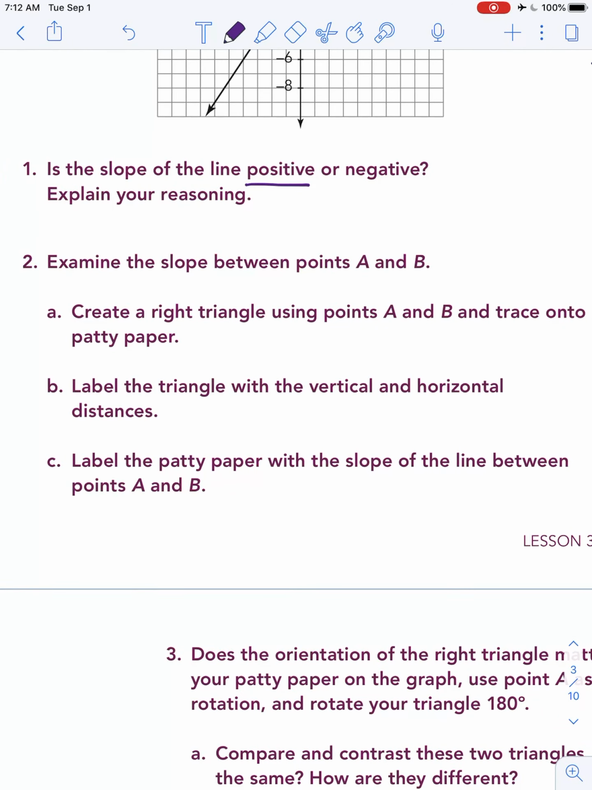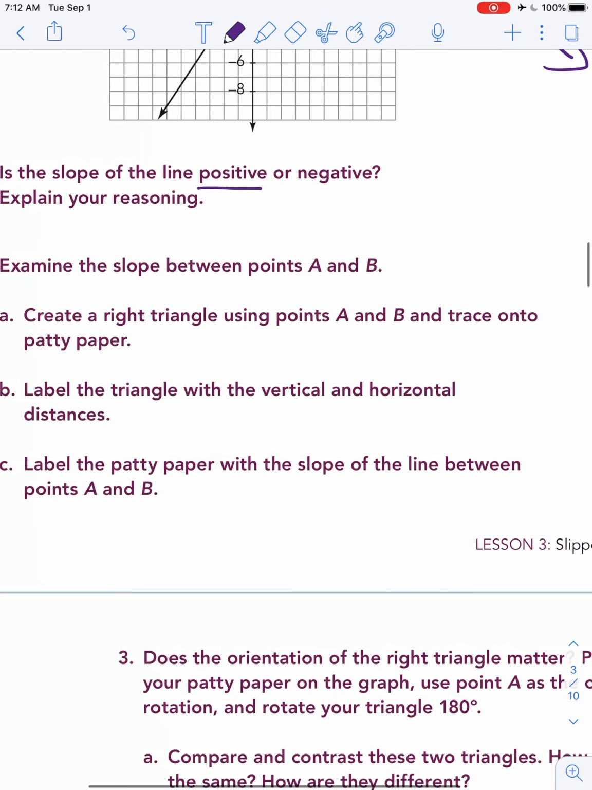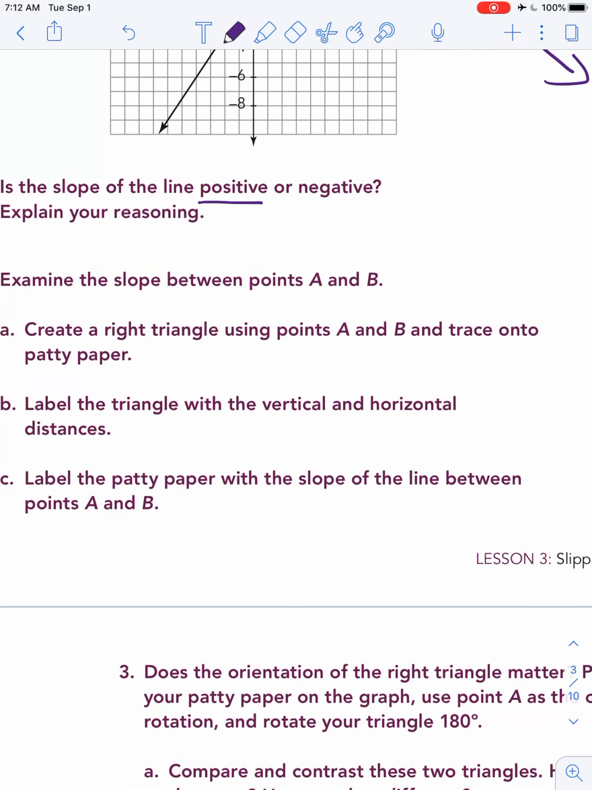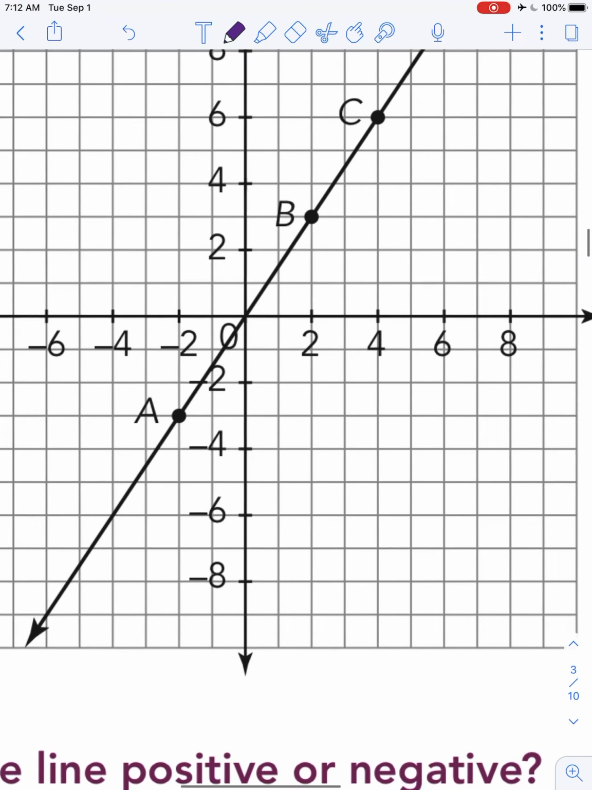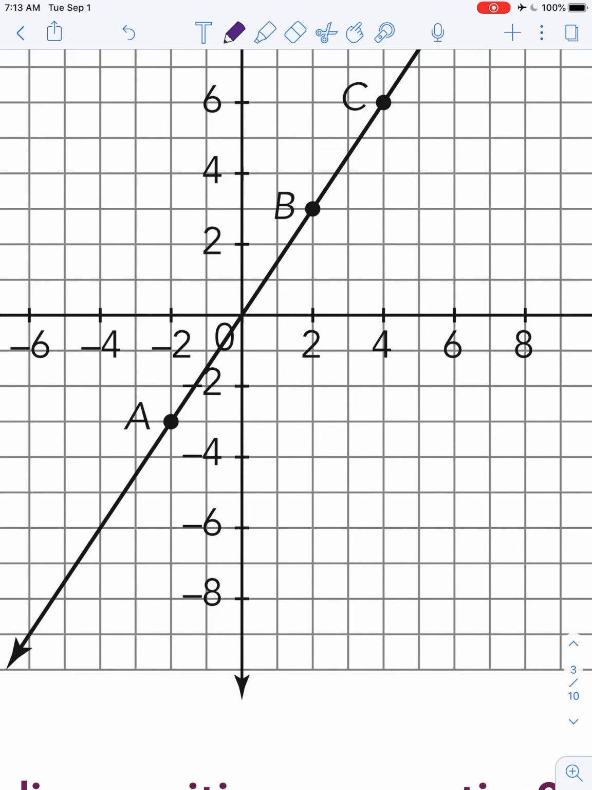Examine the slope between A and B. Create a triangle. Okay, so we are going to do that. We are not going to trace it onto patty paper. We're going to label the triangle with the vertical and horizontal distances. Okay, and then we're not going to do labeling the patty paper, but we are going to come up with the slope of the line. So let's come up here, make it bigger so that we can see it. I'm actually going to pick a different color just so that it stands out a little bit. So I'm going to do this right here.